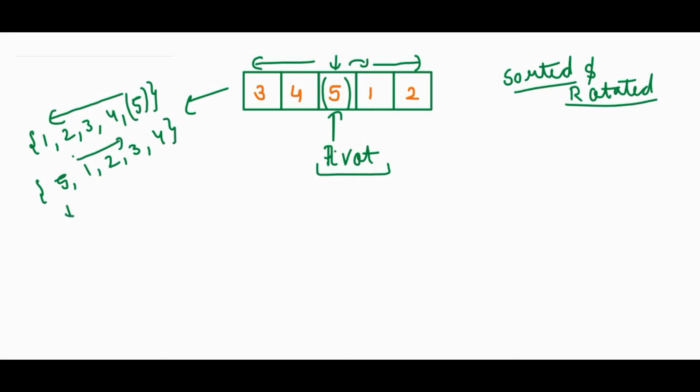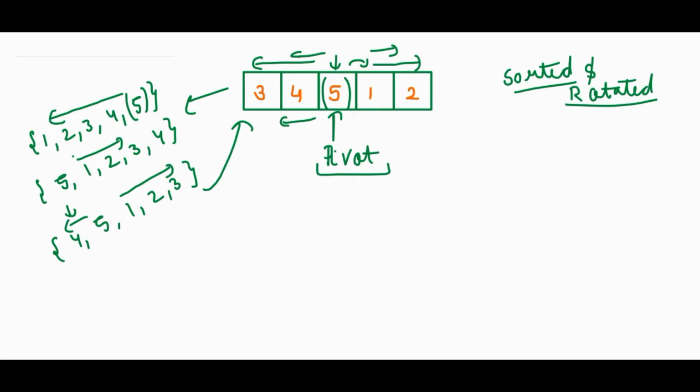Then again, if I rotate it, both conditions will hold. So 4, 5, 1, 2, 3. So on the right side of it, everything is increasing, and on the left side of it, everything is decreasing. Then the next step will be this, and on the right side of it, everything should be increasing, and on the left side of it, everything should be decreasing in reference to 5, right?